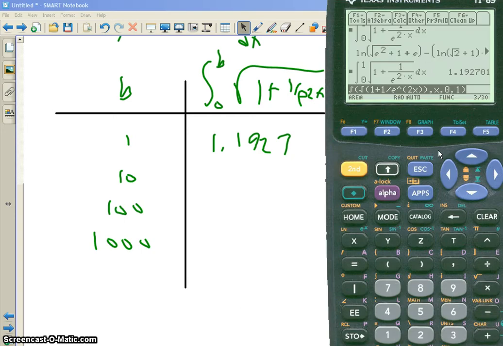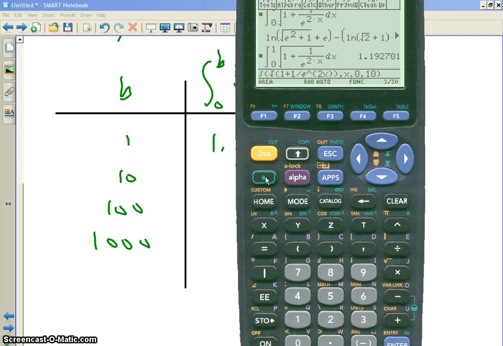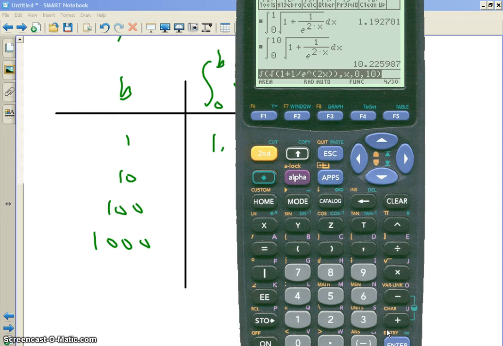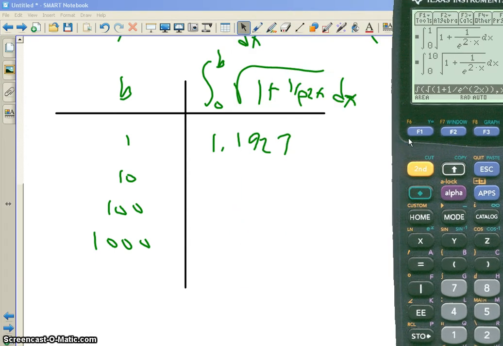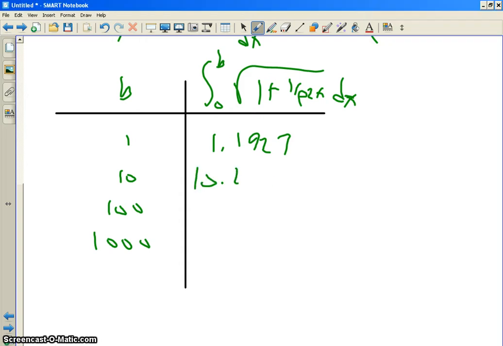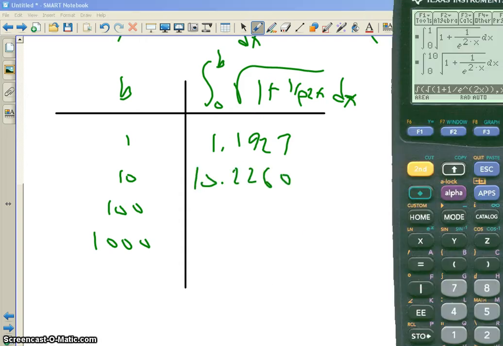So let's plug in 10. I could change it to approx mode, whatever. And I got 10.2260 if you're rounding to 4 places. Is this getting closer and closer to something? I don't know. It's not looking very hopeful.